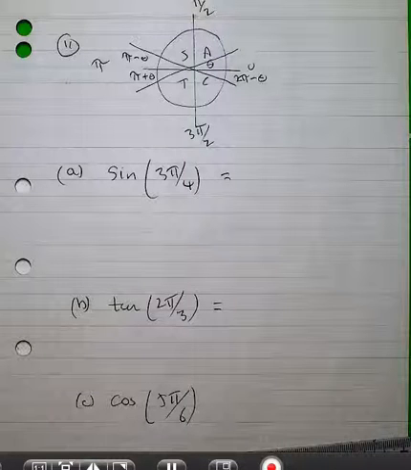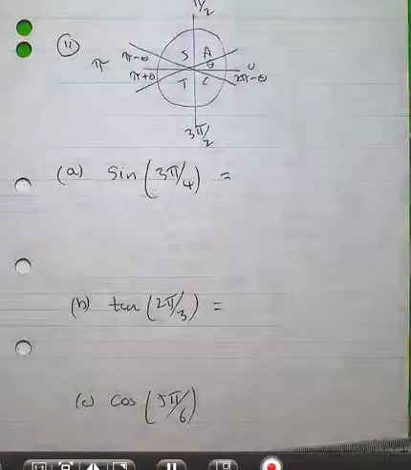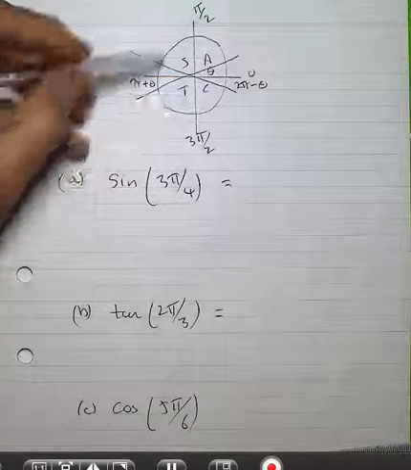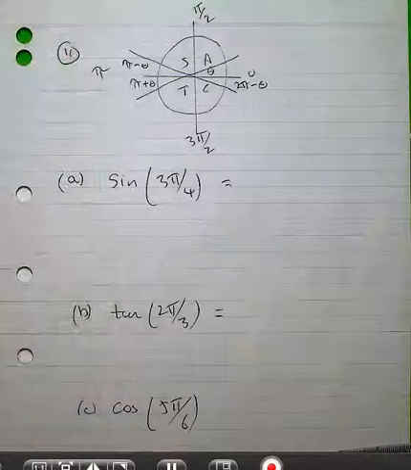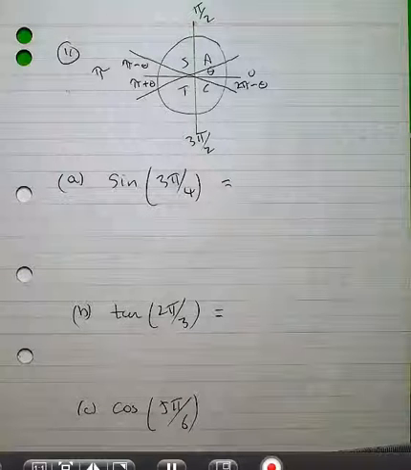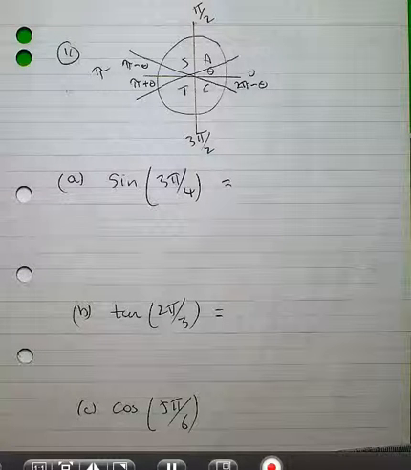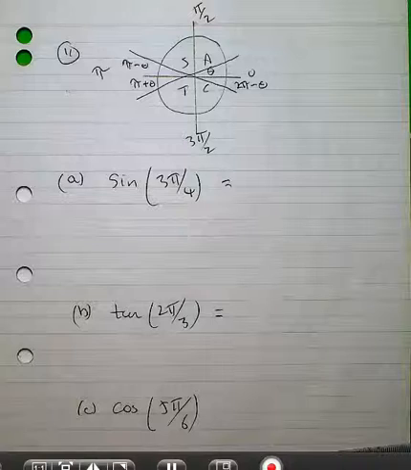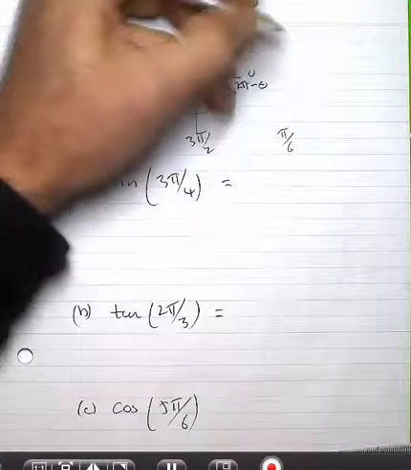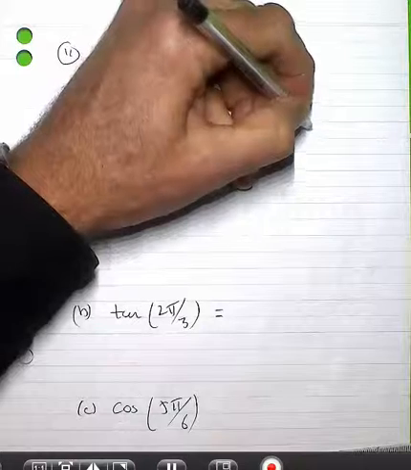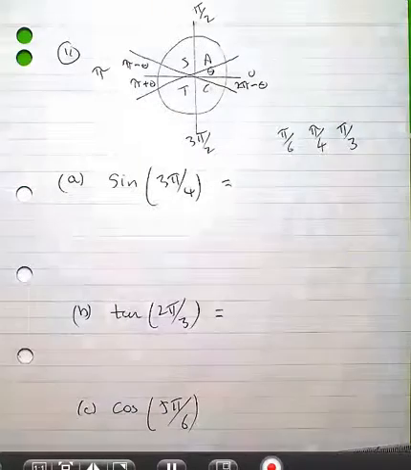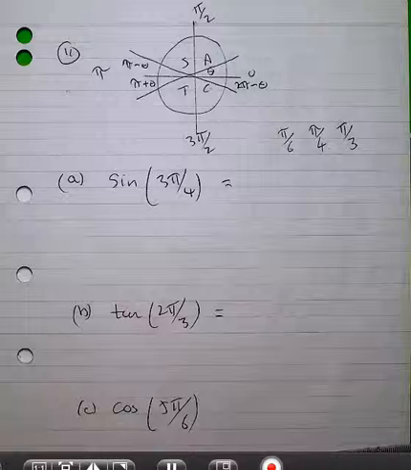In question 11, once again, you've been asked to work with exact values, and you're being asked to work with a CAST diagram to identify whether the ratio in that instance is going to be positive or negative. And you're going to have to use symmetry properties to relate all your angles to those in the first quadrant. So pi over 6, pi over 4, pi over 3, and the exact values for sine, cos, and tan.